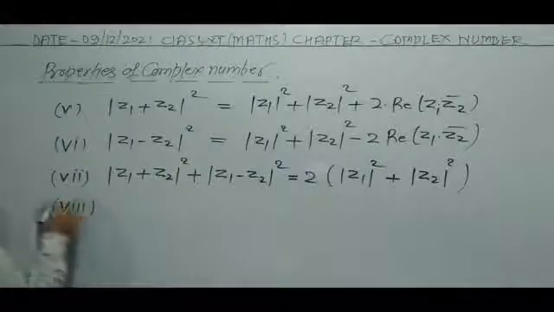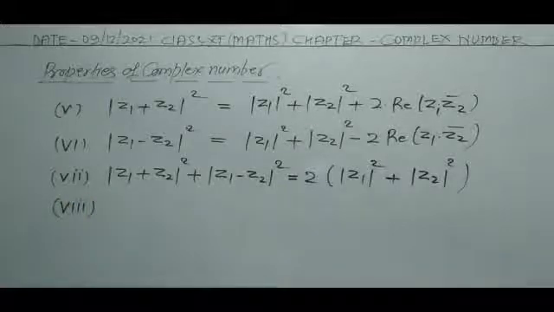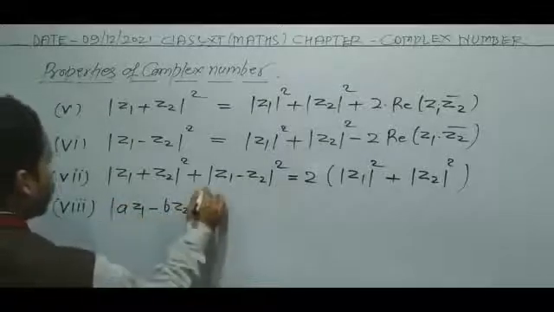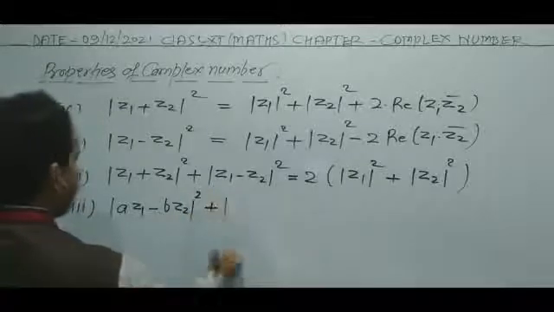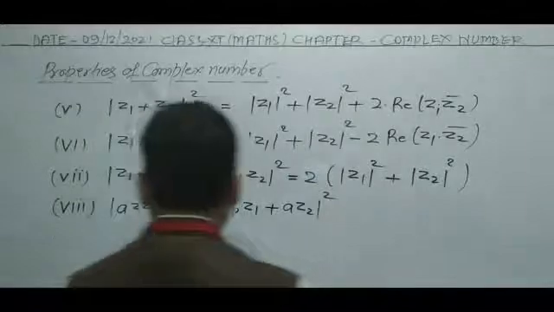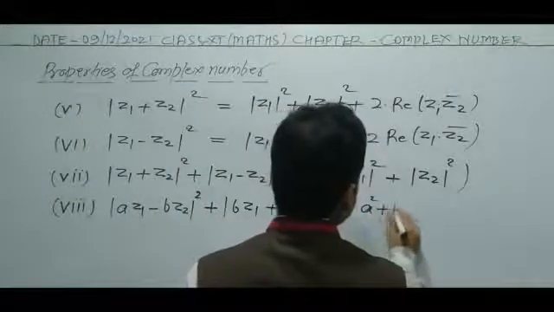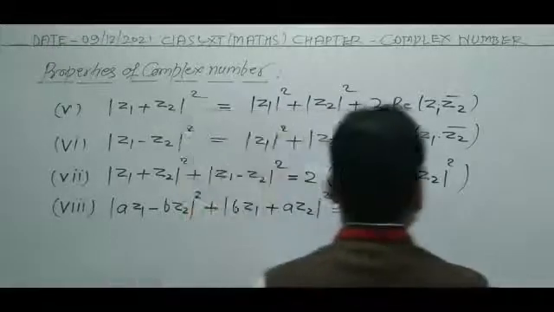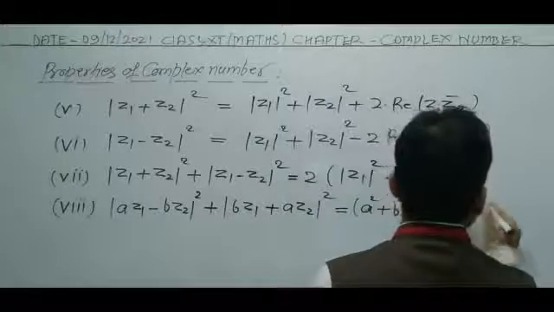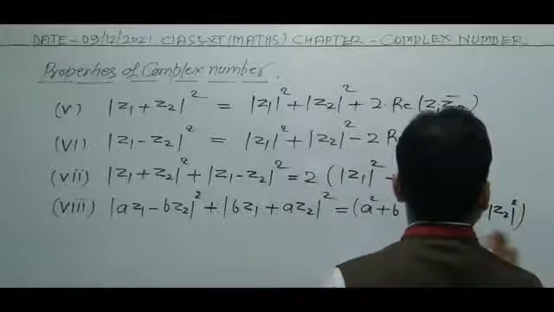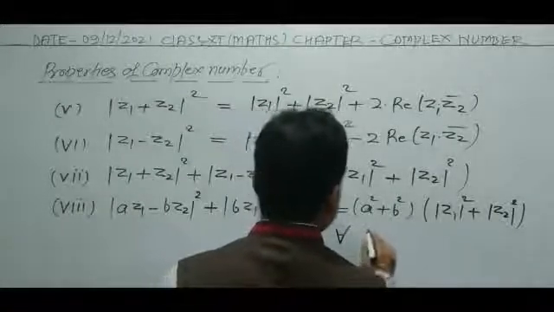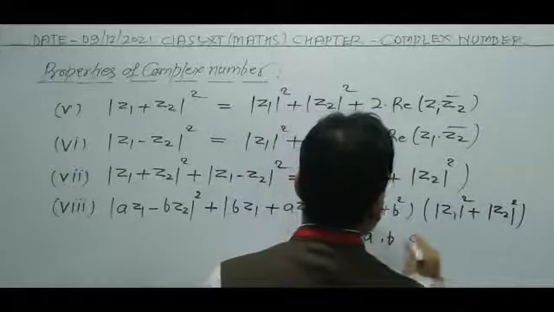Now the eighth property is: mod of a times z1 minus b times z2 whole square plus mod of b times z1 plus a times z2 whole square is equal to a square plus b square, in bracket, mod of z1 whole square plus mod of z2 whole square. For all a, b belongs to real.